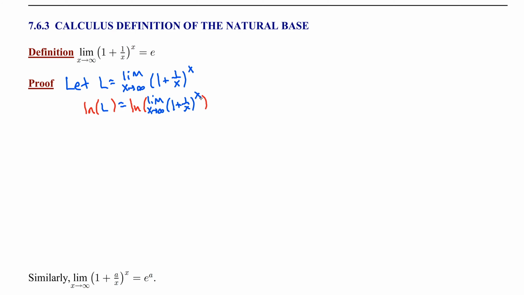This is getting to be a little bit routine by now. It's pretty predictable when you practice. I'm going to switch the limit operator and the outside function natural log. I bet you know what comes next, right? We're going to move the exponent on the argument of the logarithm down to the left as a coefficient.